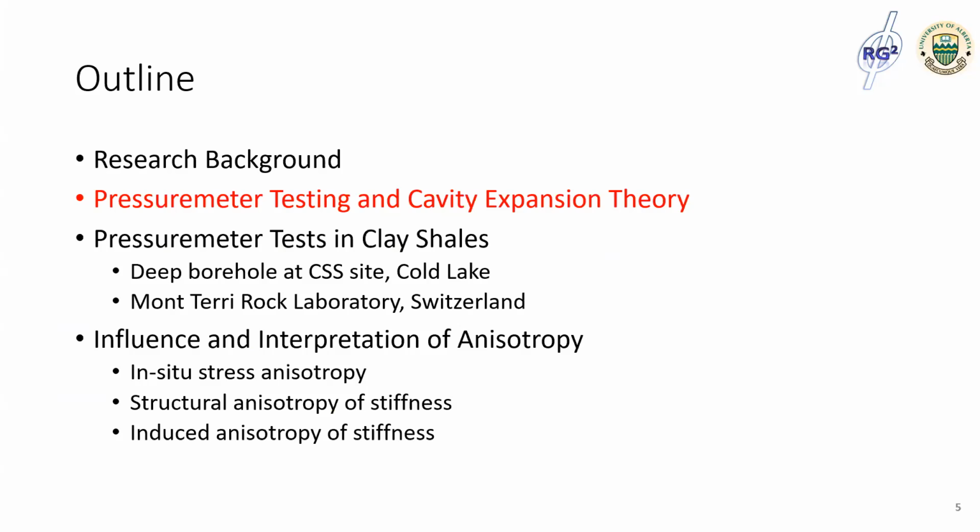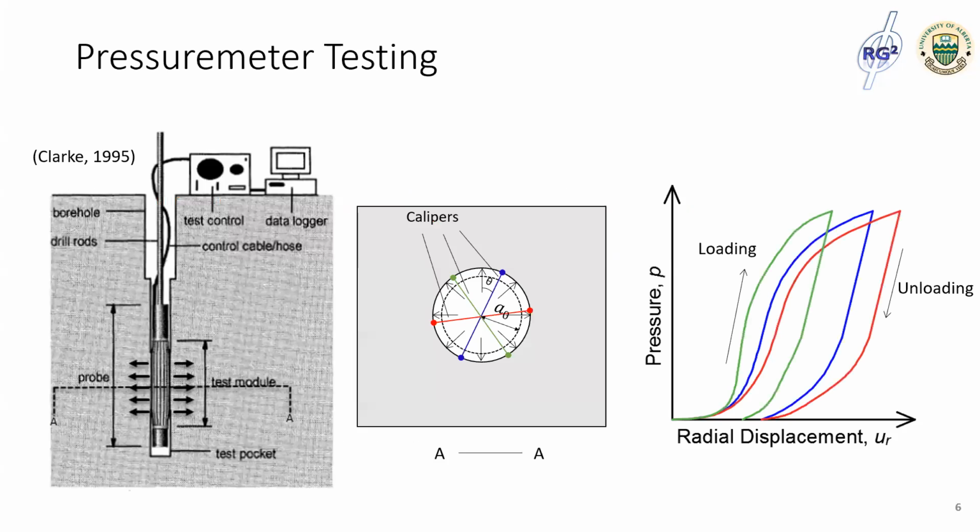So what is pressuremeter testing? There are different types of pressuremeter. The one I'm going to focus on today is the pre-bored pressuremeter. Basically, you drill a pocket at the depth you want, and then you lower the pressuremeter probe into this testing pocket. Now you inject fluid or compressed air to expand this probe at a controlled pressure rate.